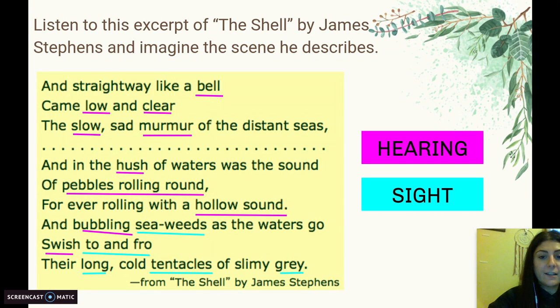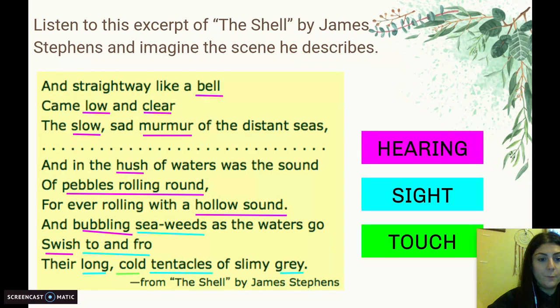I can also see the sense of touch here as well. When it comes to those seaweeds, I can see that there is a sense of coldness, that the seaweed is very cold, and it's also very slimy.